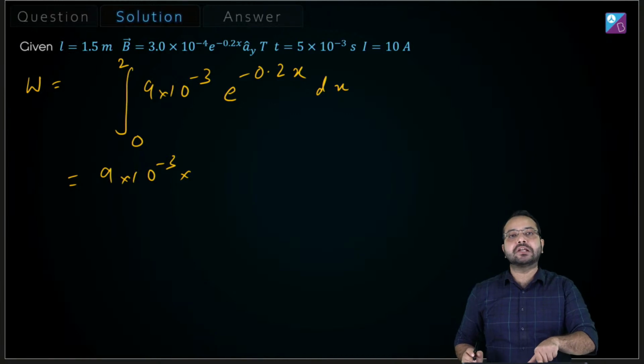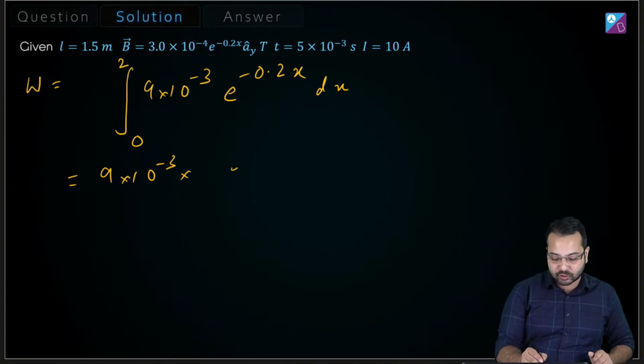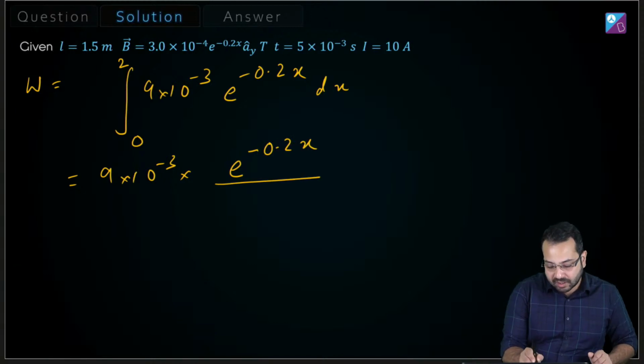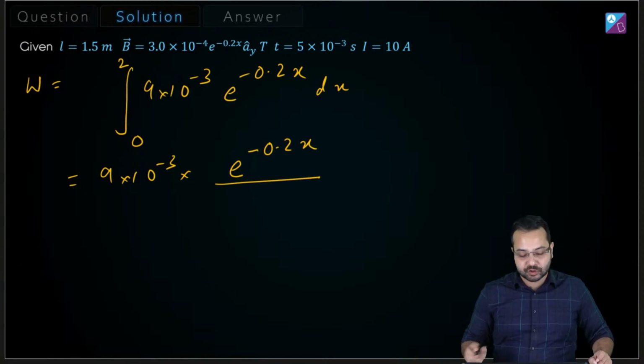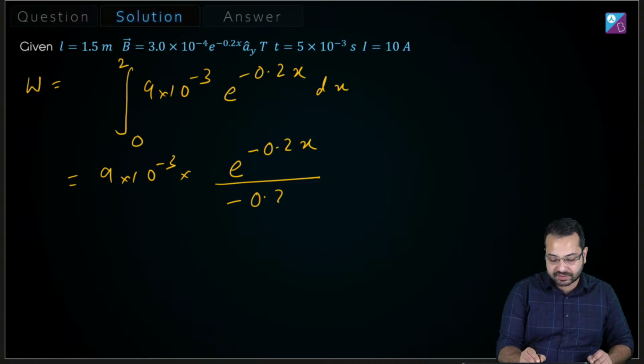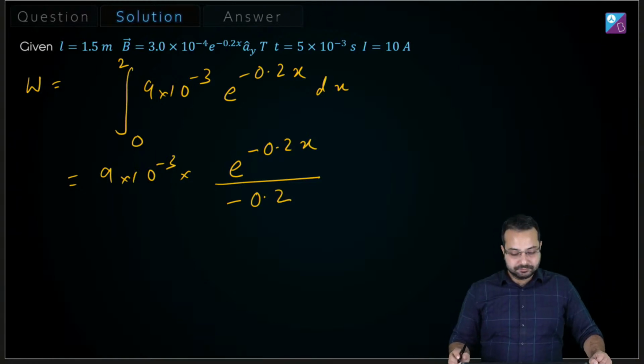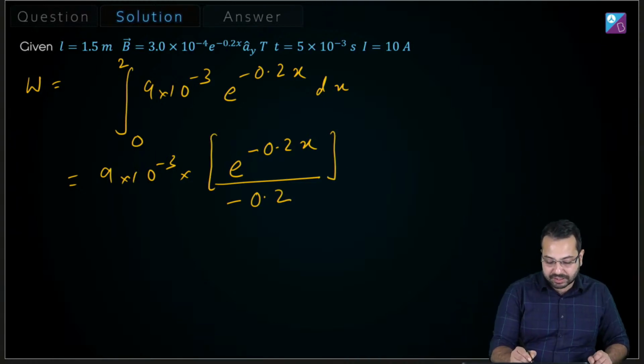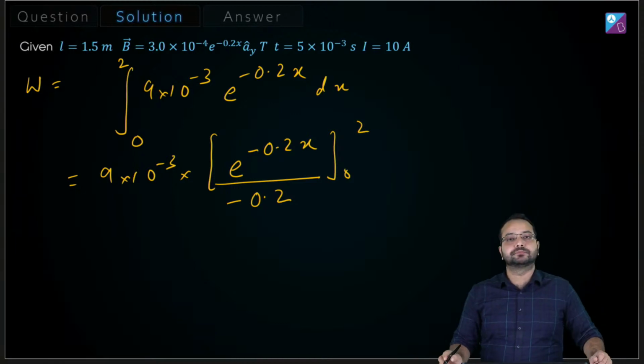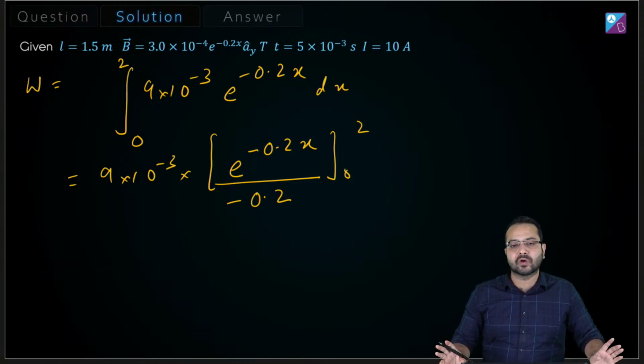The integral of e to the power minus 0.2x is going to be e to the power minus 0.2x, but divided by the coefficient of x, so that is minus 0.2. And then we have to put the limits from 0 to 2. Clear? Is the integration clear? Okay, simple integration of e to the power minus x.